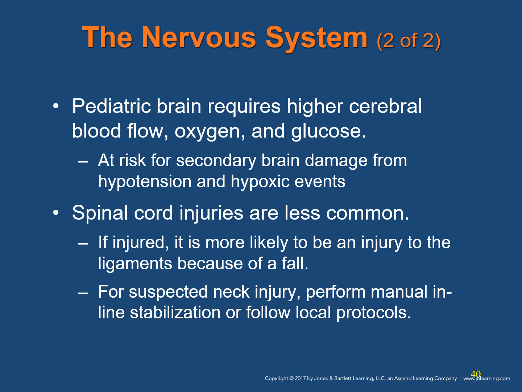Pediatric brain also requires a higher amount of cerebral blood flow, oxygen, and glucose than does adult brain tissue. This means that the pediatric brain is at risk for secondary brain damage from hypotension and hypoxic events. Spinal cord injuries are less common in pediatric patients. If the cervical spine is injured, it is more likely to be an injury to the ligaments because of a fall. For suspected neck injury, perform manual inline stabilization or follow local protocols.